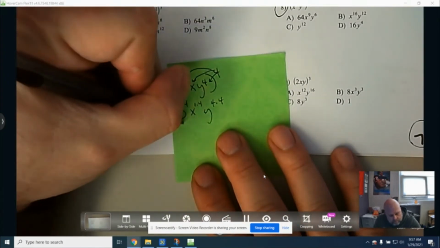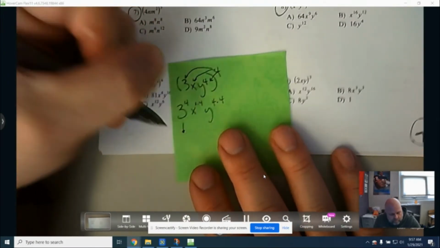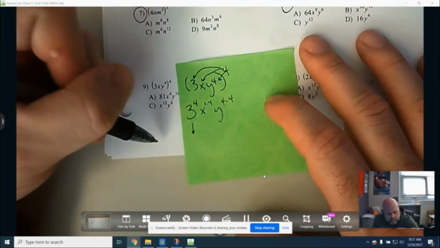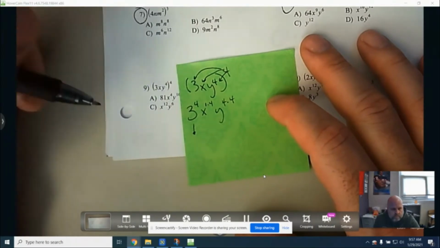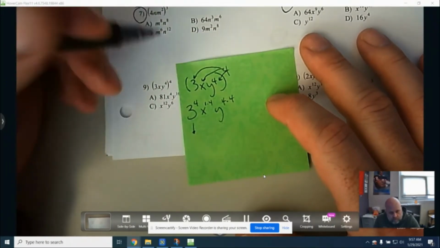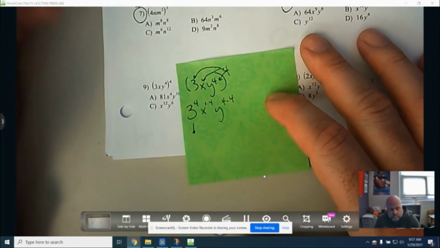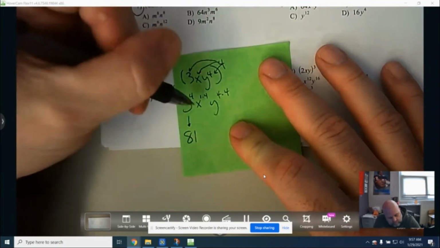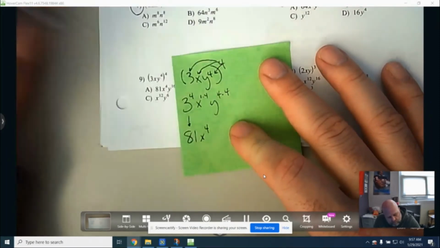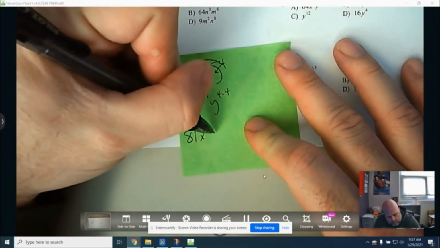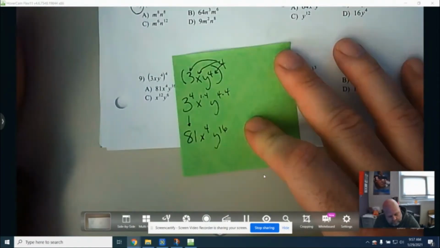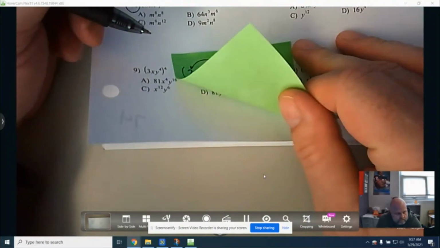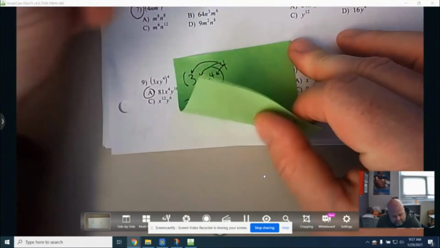Okay, 3 to the 4th power. If you don't have that one memorized, which I doubt many of you do, just go ahead and use your calculator. 3 times 3 times 3 times 3, or 3 caret key 4, and you're going to get 81. X, 1 times 4 is 4. Y, 4 times 4 gives you 16. So my final answer is 81, x to the 4th, y to the 16th, which is letter A.